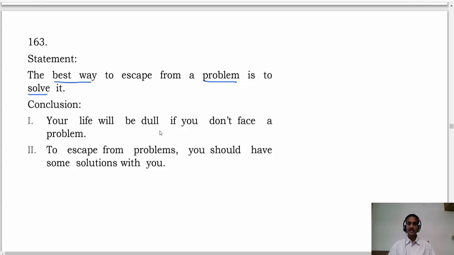And the first one: your life will be dull if you do not face a problem. Sir, here is not discussing anything regarding whether your life will be dull or active, whether you have faced a problem or not. The statement is talking about how to get out of a problem. The only way is to solve it. But here he says, to keep your life good you should face a problem. Is he talking anything regarding this one? No. Second, to escape from a problem. He is talking about escaping from a problem, about solving the problem. You should have some solutions. He is talking about solving, not about having solutions. Hence, what is your answer here? Neither one nor two. Choice for 163.